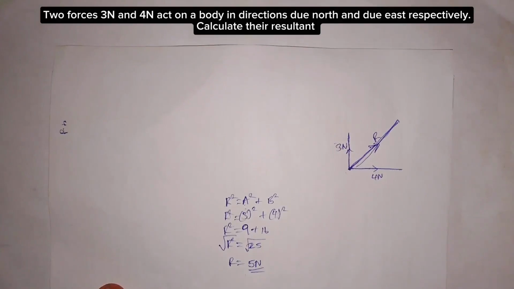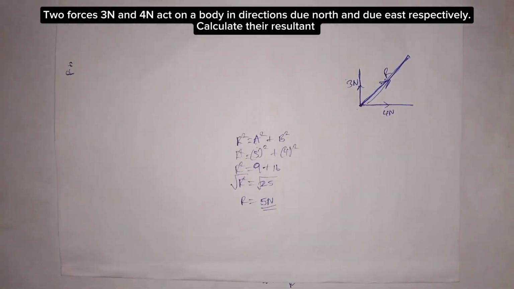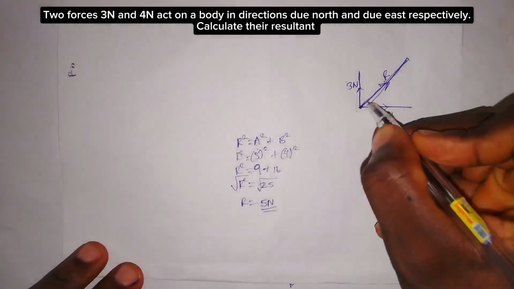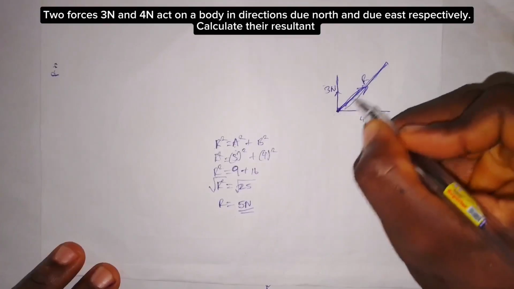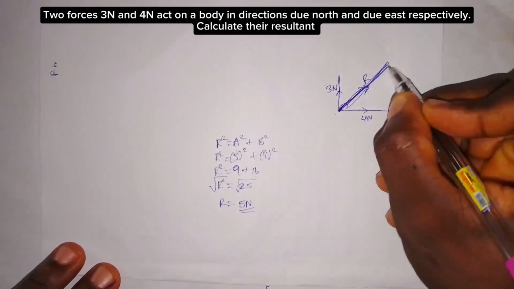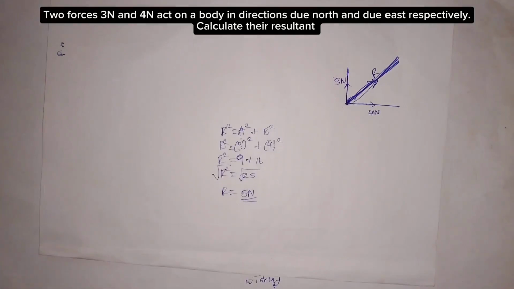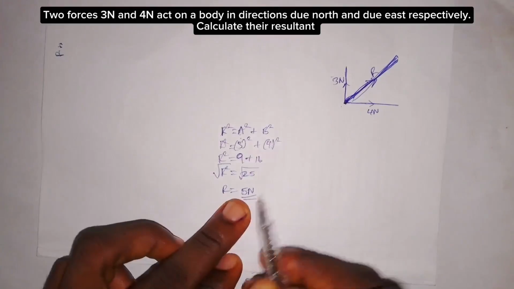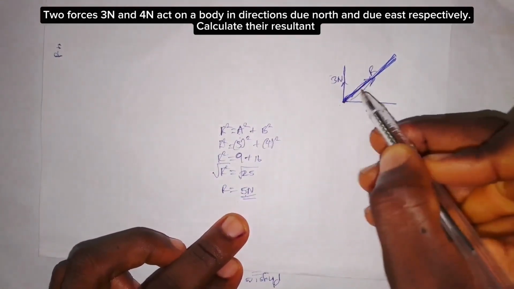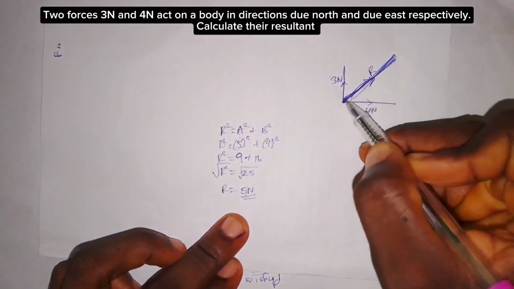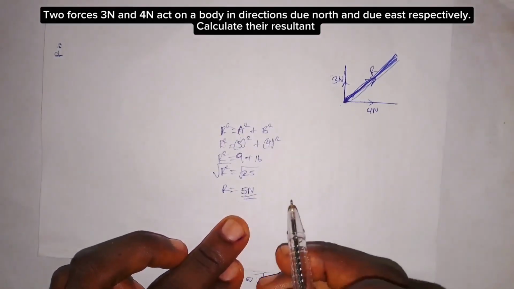Now, what if they ask us to calculate the direction of the resultant? We know that the resultant is in the direction northeast, yes. We know the magnitude of the resultant as 5. Now, what about the direction? The resultant is pointing towards northeast, yeah, but we don't know the angle.